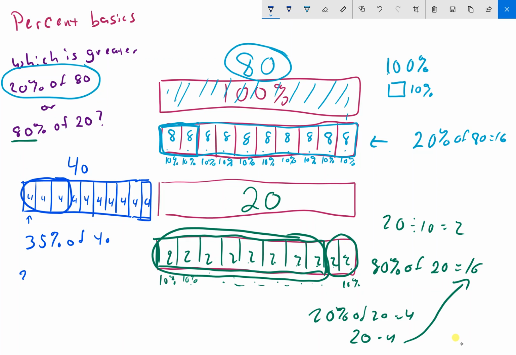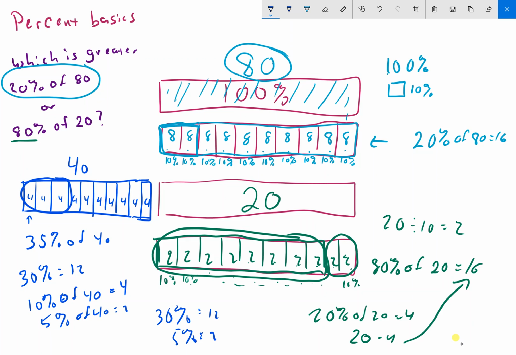Now I want 35. That's 30, so 30% would be 4, 8, 12, would be 12. And if I want 35%, well, I know 10% of 40 is 4. So that means half of that, 5% of 40, must be 2. So if I want 35%, I'd say 30% equals 12, 5% equals 2. So 35% would equal 14. I'm going to stop there.